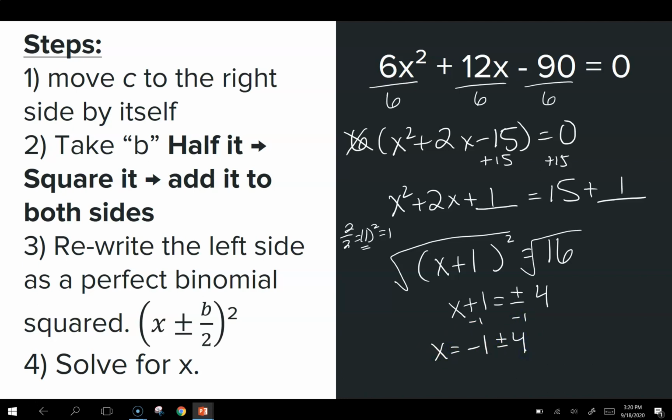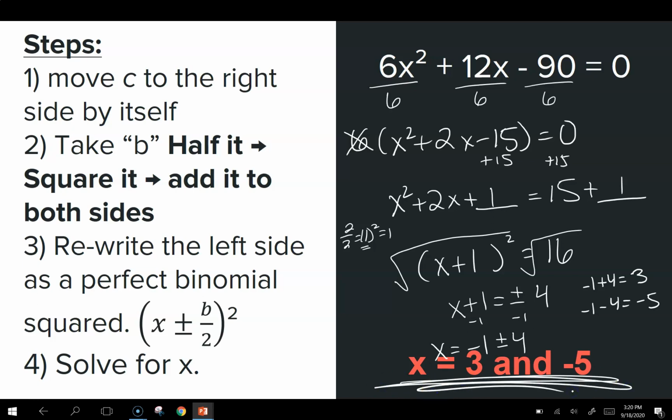I can actually do that. So negative 1 plus 4 gives me what? A positive 3. And negative 1 minus 4 gives me negative 5. So those are my two x values. So we get 3 and negative 5. So this parabola would cross the x-axis where x is 3 and where x is negative 5.